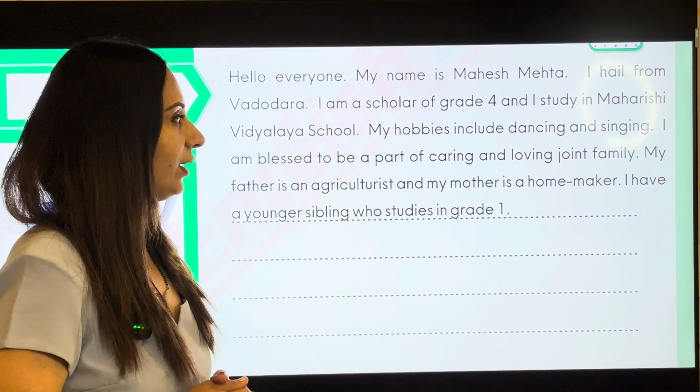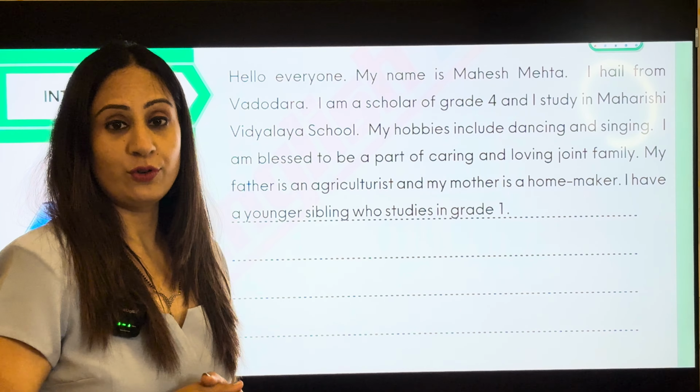I am a scholar of grade 4. After this sentence, you will tell everyone in which grade you study, and for this, you will write, I am a scholar. Scholar means a student. So, if you have to use the word student, instead of using student, we will here try to replace the word by scholar. I am a scholar of grade 4. Write down your grade, and I study in, write down the name of your school. I hope everybody has written the name of their school. Let's move to the next sentence now.